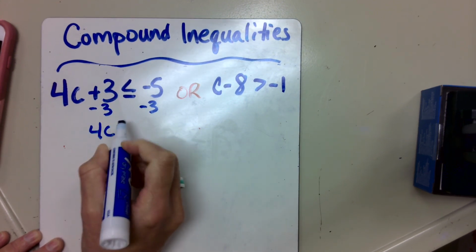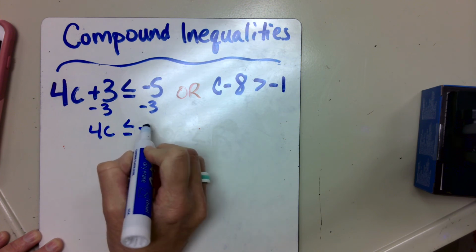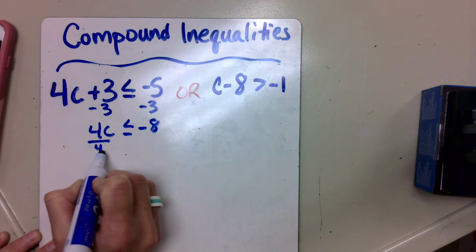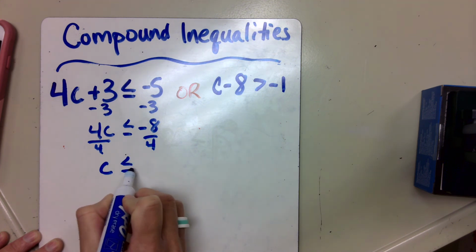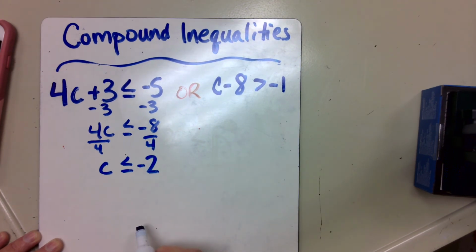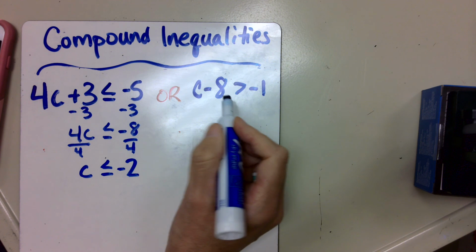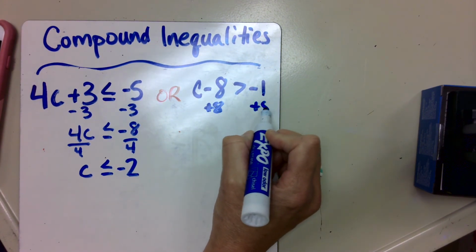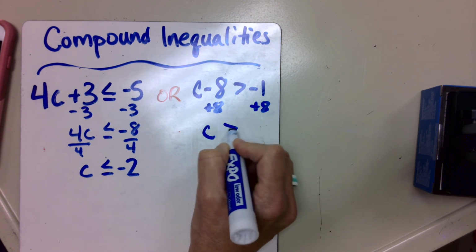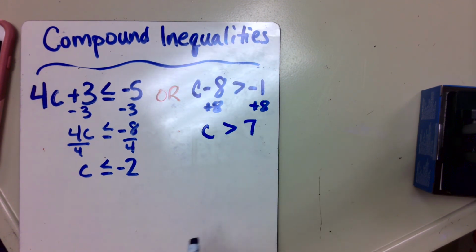We would get 4c is less than or equal to negative 8. We divide by 4 on both sides, and we're going to end up with c needs to be less than or equal to negative 2. Or on this side, we need to solve this one. We would add 8 to both sides, and we get c is greater than 7.